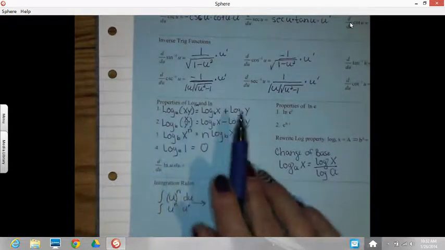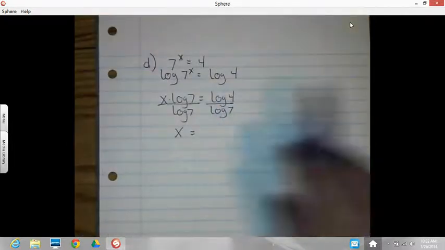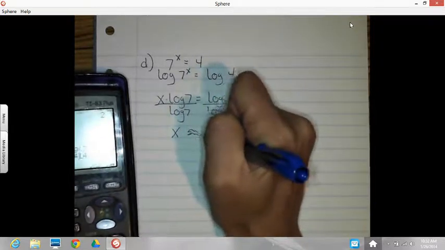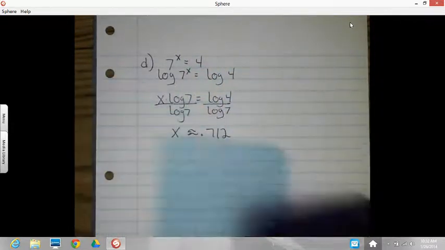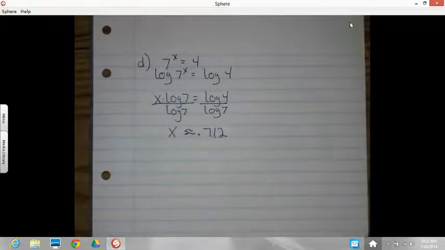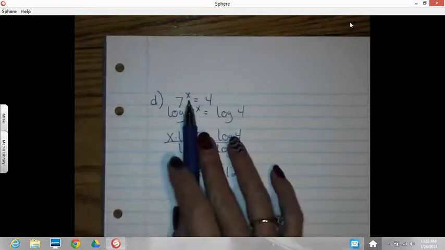But all I've got to do is grab my calculator at this point and do the log of 4, close parenthesis, divide by log 7, 0.712. Or I could have left it log 4 divided by log 7 if I wanted an exact answer. So if your x is trapped up in the exponent, hit it with a log on both sides to knock it down. So a log knocks the exponent down.